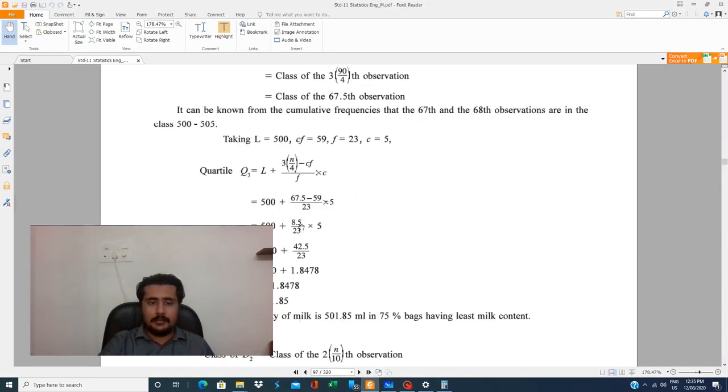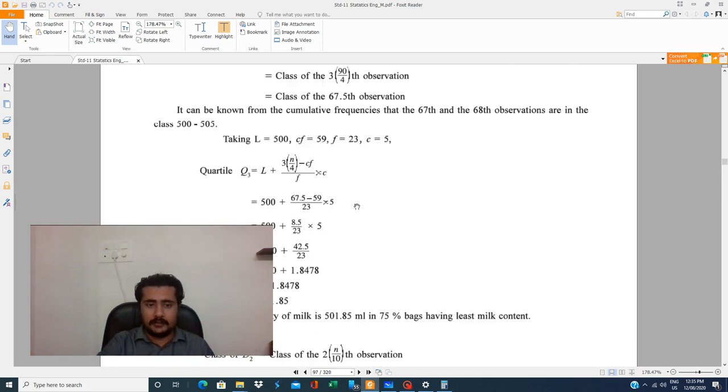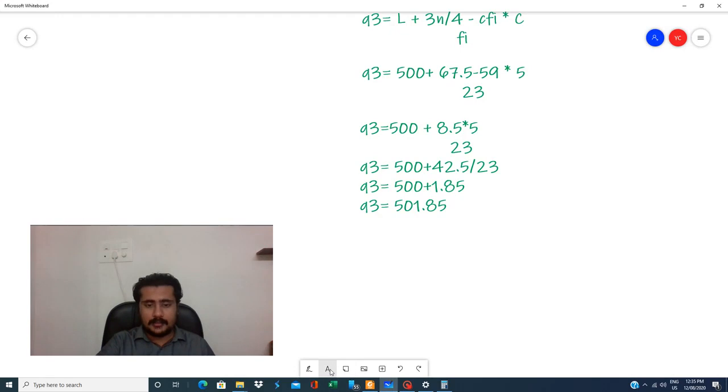Now, what does this 501.85 say? You are asked to interpret the Q3. What this 501.85 says is that the maximum quantity is 501.85 for the 75% of bags having the least milk content. So in 75% of bags, the maximum quantity is 501.85. If I elaborate on this particular thing, if this is a straight line, this is Q1, this is Q2, and this is Q3.